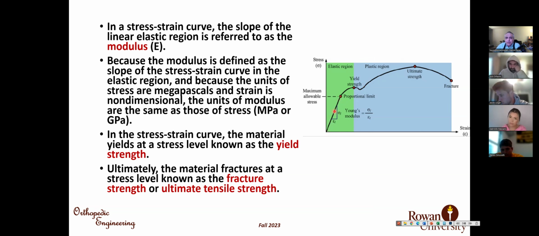In the first part of this curve, we have the elastic part. And in the second part, it is the plastic region. The elastic region means if you remove the stress, the material or the object will return to its original length or shape or whatever it was. In the plastic region, when you remove the stress, some of the deformation remains. So we call it plasticity, but in the first region, we call it elasticity.